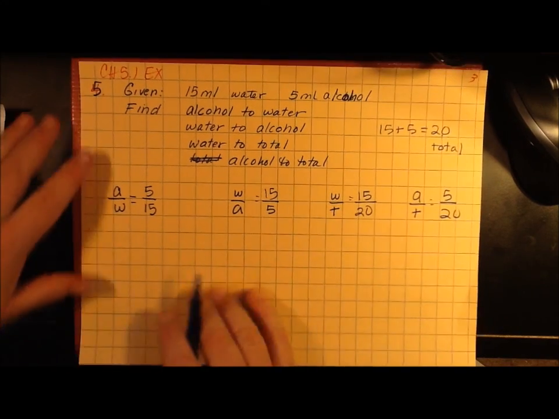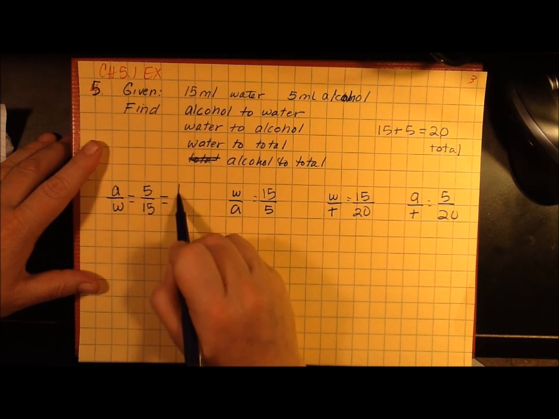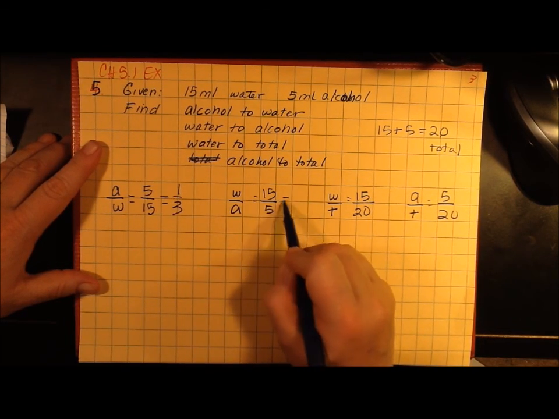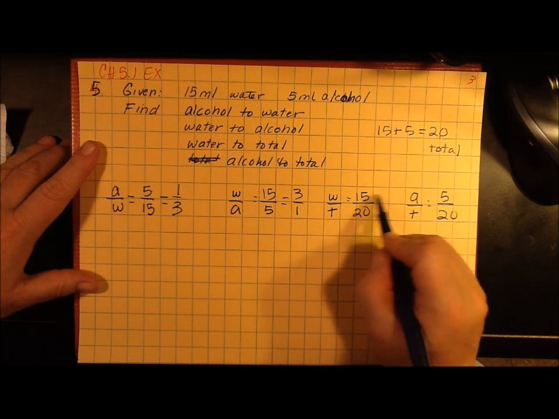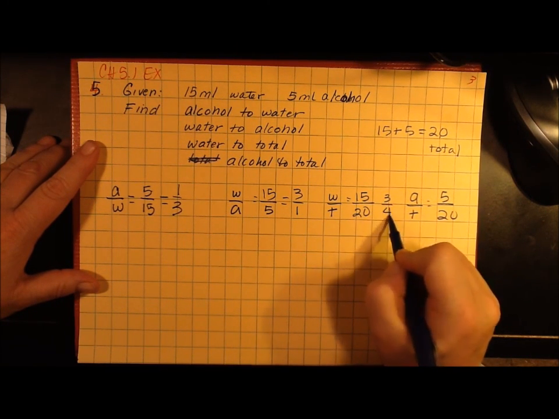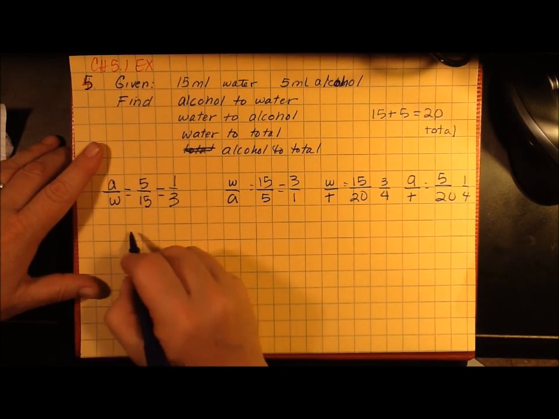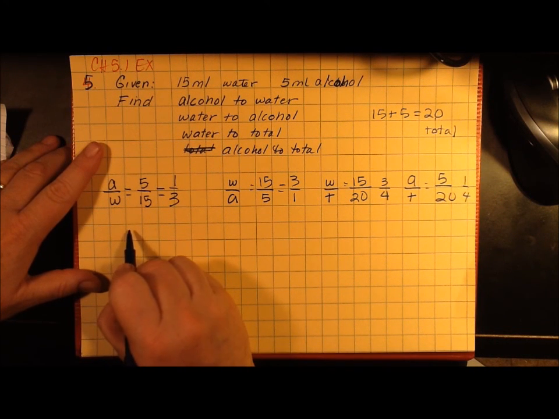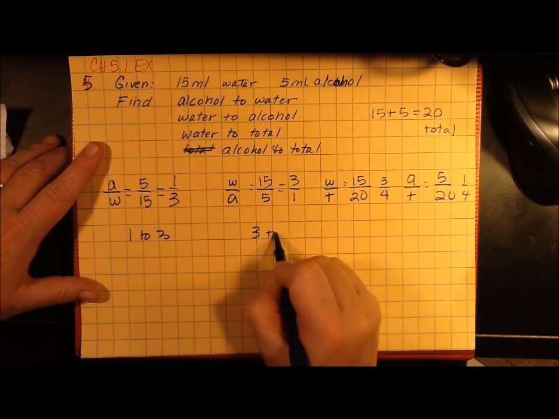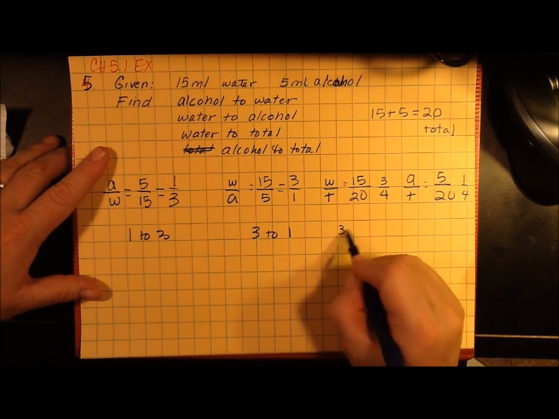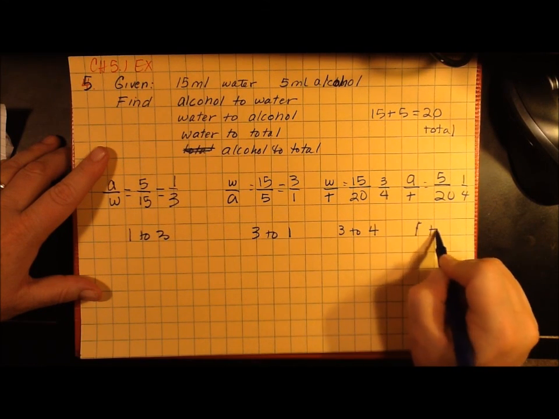Anyway, back to this. So here, this reduces easily. That's the same as 1 over 3. That's the same as 3 to 1. That's the same as 3 to 4. And that's the same as 1 to 4. So here, the other way I can write this as a ratio is I can write 1 to 3, 3 to 1, 3 to 4, and 1 to 4.